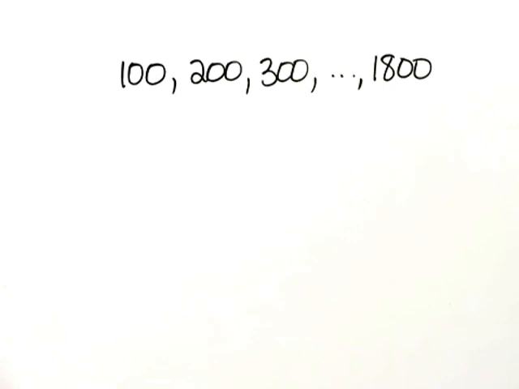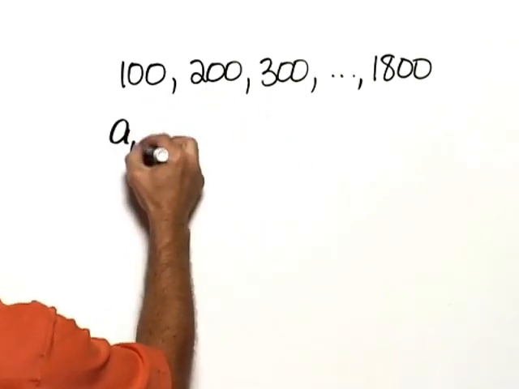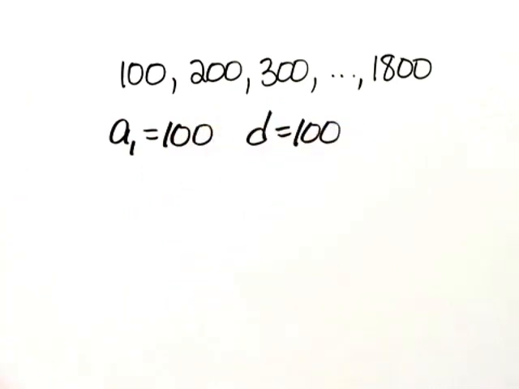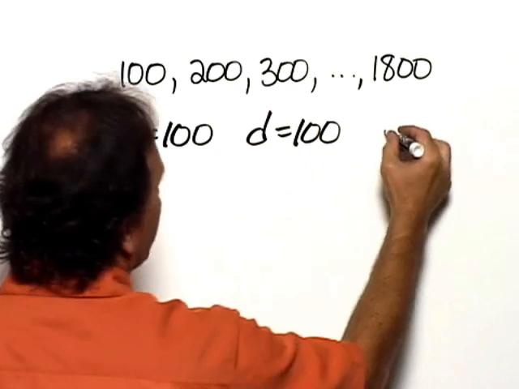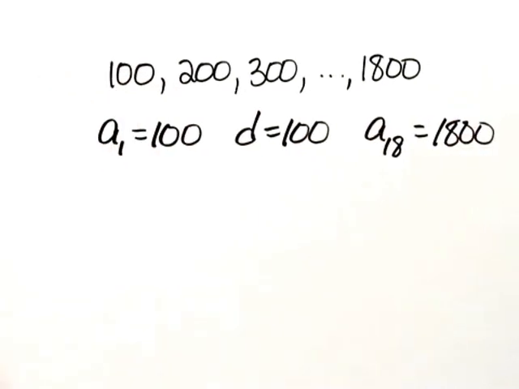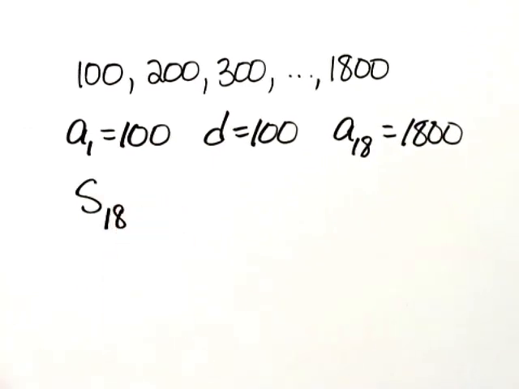So I've written on the board this particular sequence, 100, 200, 300, etc., all the way up to 1800. We would recognize this as an arithmetic sequence with a common difference of 100. So a sub 1, the first term, is 100. D is 100. We know that the 18th term is 1800, and we're interested in finding S sub 18.